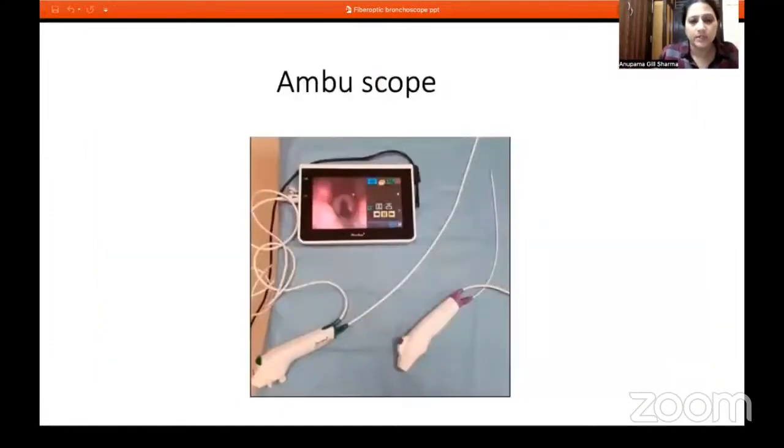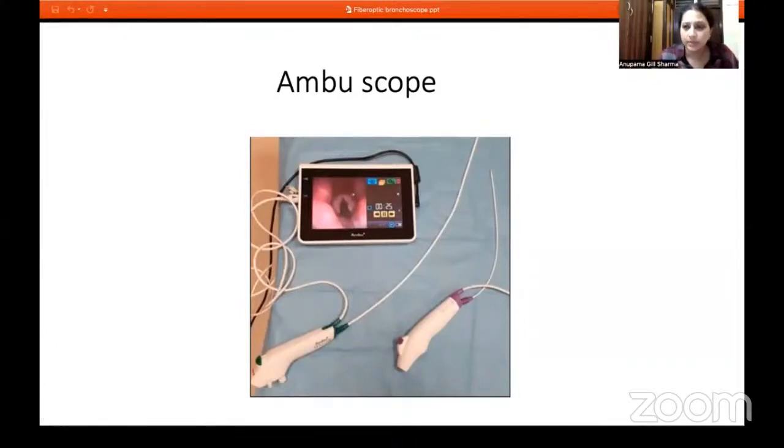Just to mention that nowadays various other video bronchoscopes have come. The difference between these two is this is not based on fiber optic technology. Here there is a lens at the tip of the video scope, through which there is a camera chip, which converts it into a digital signal, and that digital signal is again processed by the digital processor and converted back into an image. So this does not run on fiber optic technology.